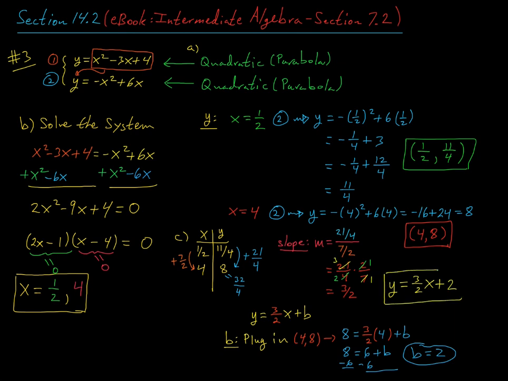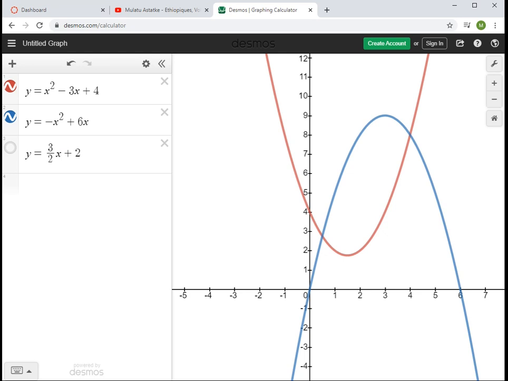Okay, so this is the line that passes through these 2 points of intersection for these 2 parabolas. Let's go to the graph here. We have our parabola here, y is x squared minus 3x plus 4. That's equation 1 in red. For blue, this is y is negative x squared plus 6x. That's equation 2. And then let's check the points of intersection. 4, 8. Yep, looks good. And 1/2, comma, 2.75. And 2.75 is 11/4, as we found.